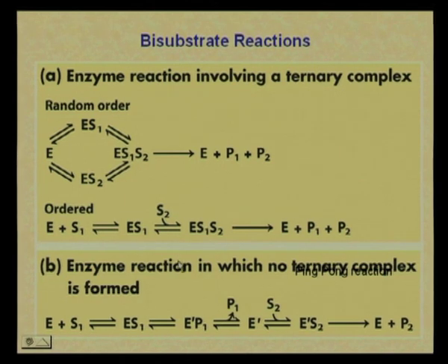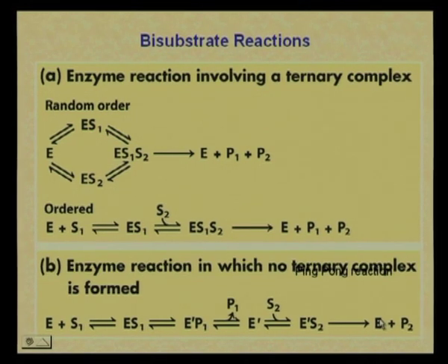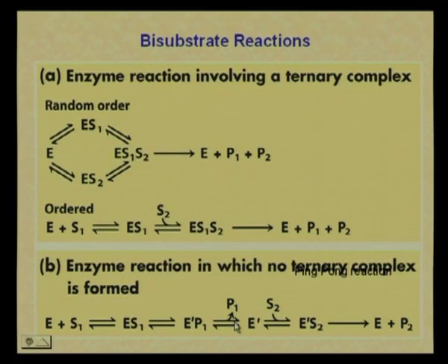In the ping pong mechanism, if we look at this part up to E prime plus P1, and consider the normal Michaelis-Menten kinetics that we have been considering all along, we had E plus S go to ES, but what did we form after that? E plus P, not an E prime. So the enzyme comes back after, because you have to remember this is a bisubstrate reaction. There are 2 substrates involved, 2 products being formed.